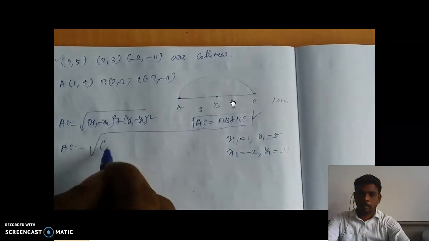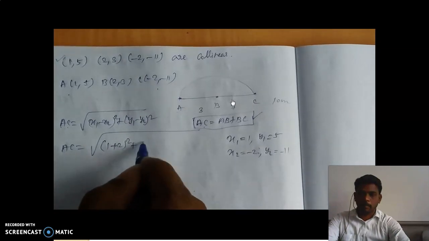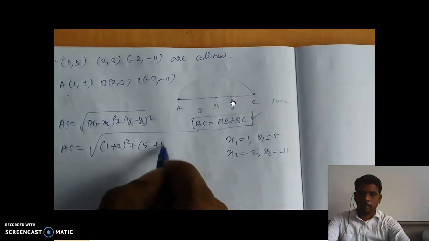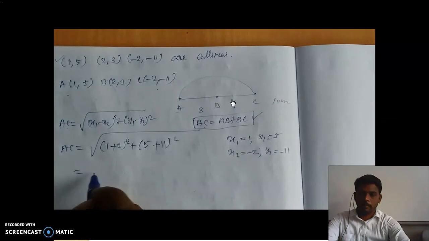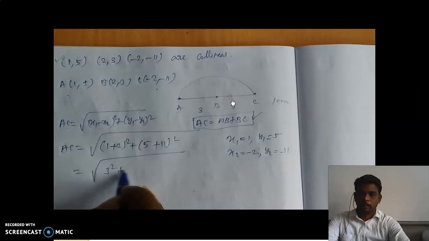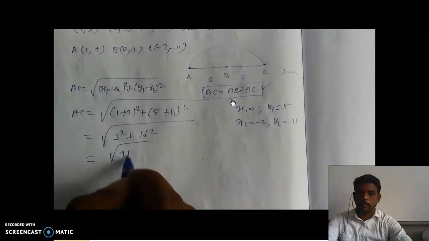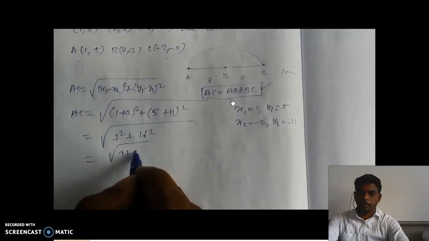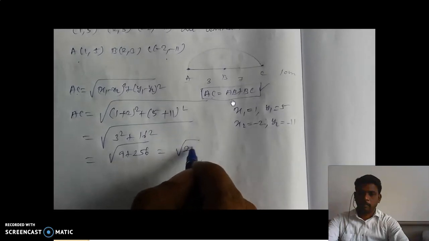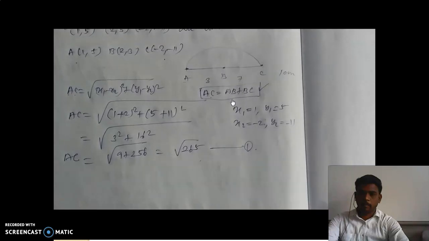Substitute in the formula. So 1 minus -2 becomes +2, whole square, plus y1 value 5 minus -11, so +11, whole square. So equal to root of 3 square plus 16 square, equal to root of 9 plus 256, equal to root of 265. So this is nothing but your AC. That is equation number 1.